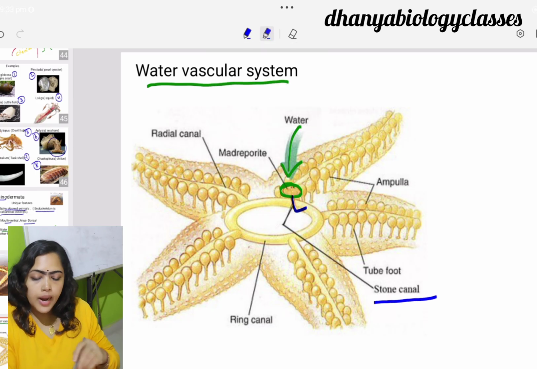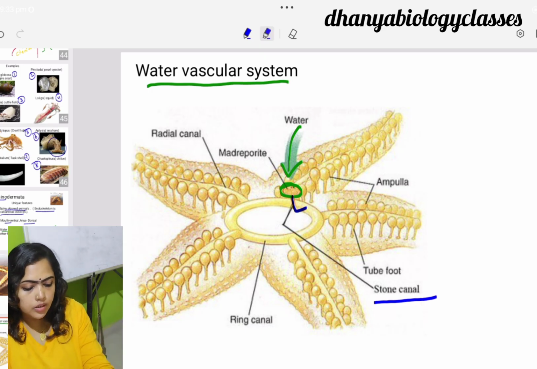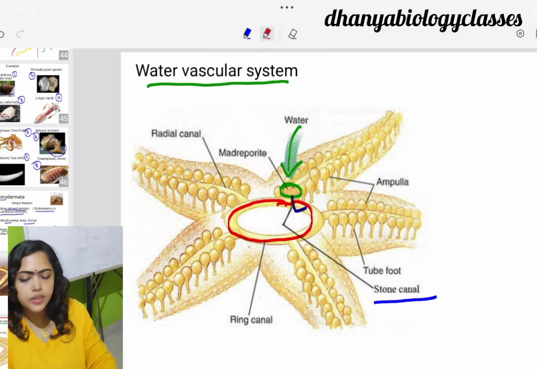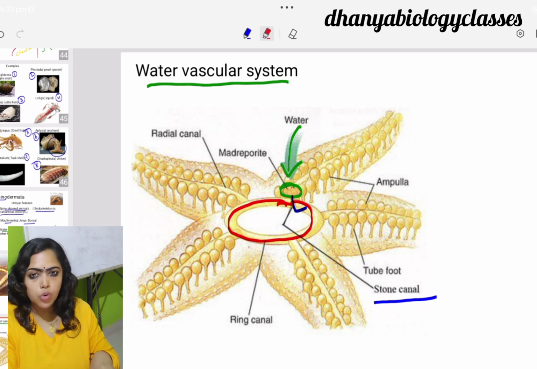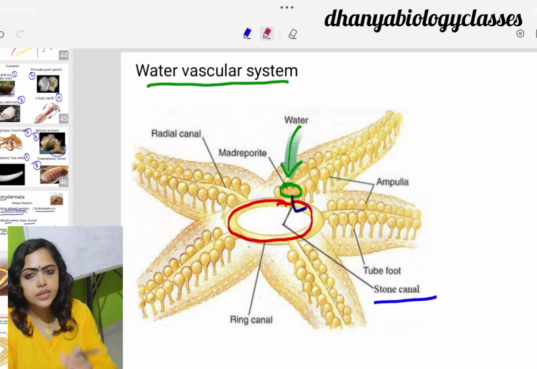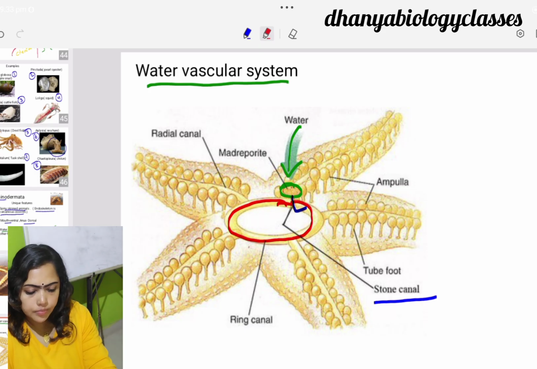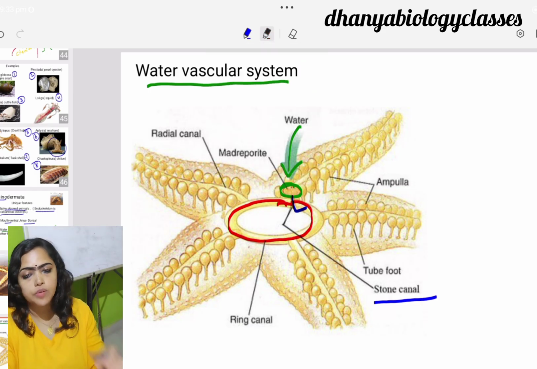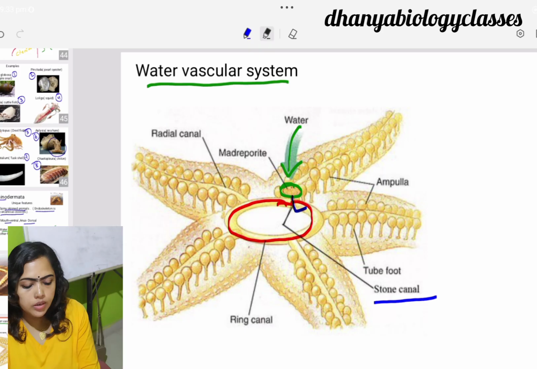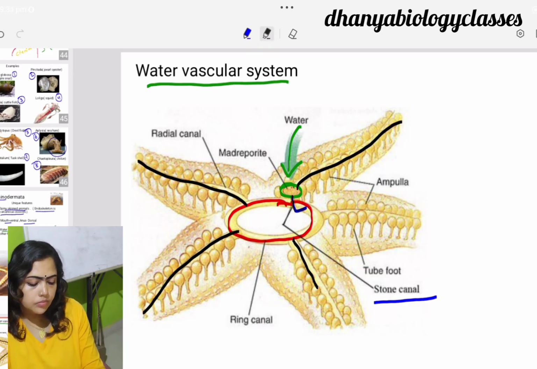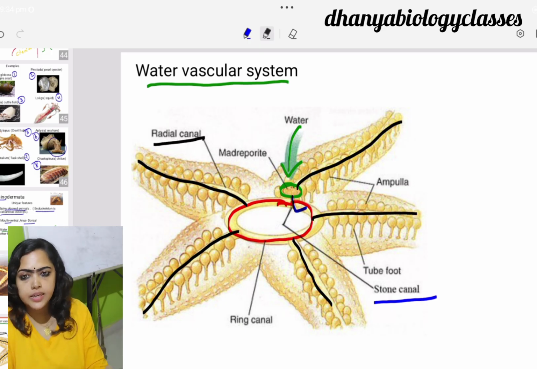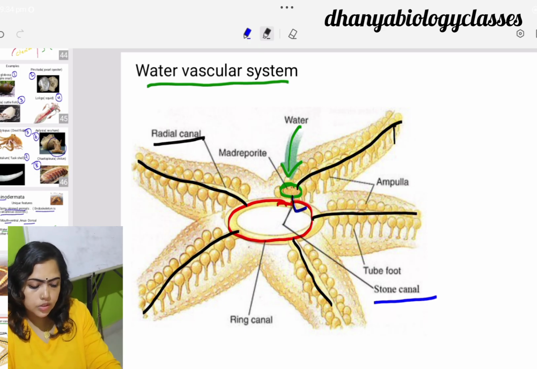Okay. And from the stone canal, the water will be transferred to another canal called the ring canal. So this is the ring canal. Clear? So from the madreporite, the water will be taken by the stone canal, and from the stone canal, it will be transported to the ring canal. Then from the ring canal, water will be transported to different arms of the organism through another canal called the radial canal. So these are the radial canals. And then finally, from the radial canal, it will be transported to the structures called tube feet. So these are the tube feet.